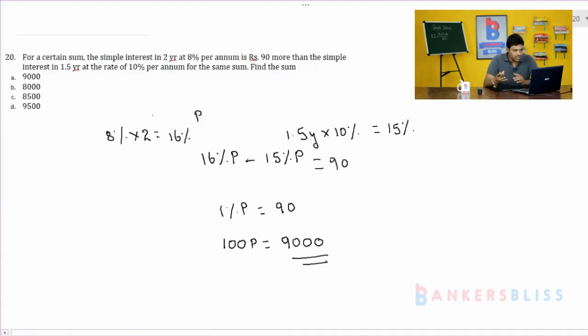So, 16% of principal minus 15% of principal is equal to 90, that is 1% of principal is equal to 90. So, 100% of principal will be the total principal amount, 100% of principal amount is equal to 9000. So, next problem number 21.